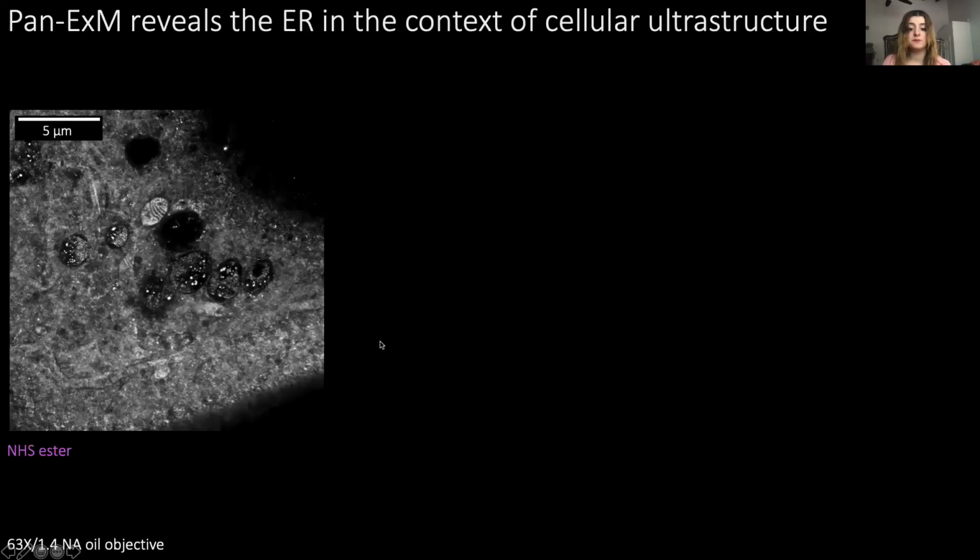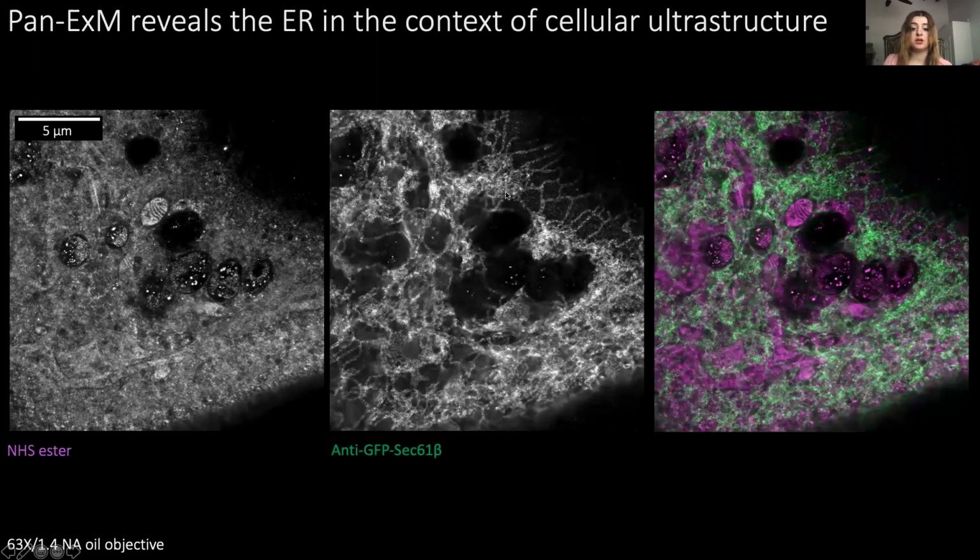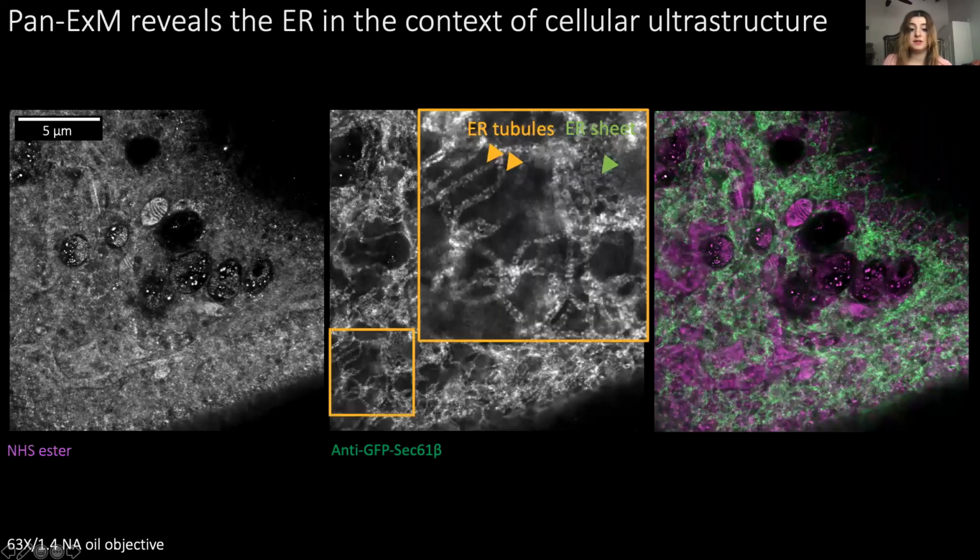Unlike the Golgi and mitochondria, the ER cannot be inferred from the NHS ester channel alone. However, when we use immunofluorescence against an overexpressed transmembrane ER marker, such as Sec61 beta, we can reveal the intricate and dense structure of the rough and smooth ER. When we zoom in here, we can clearly see hollow ER tubules and ER sheets that are fenestrated.